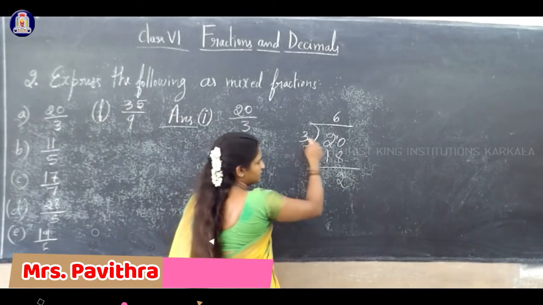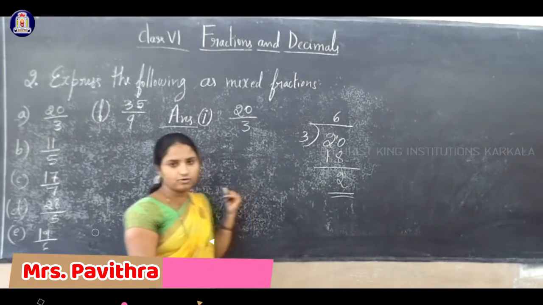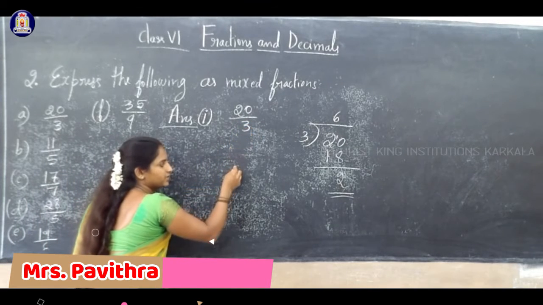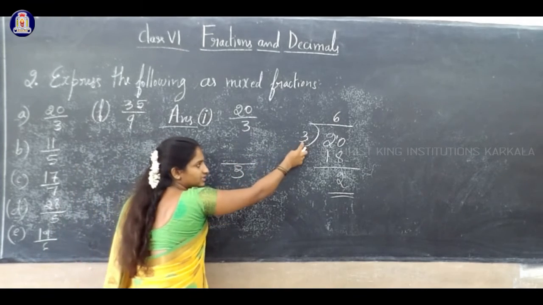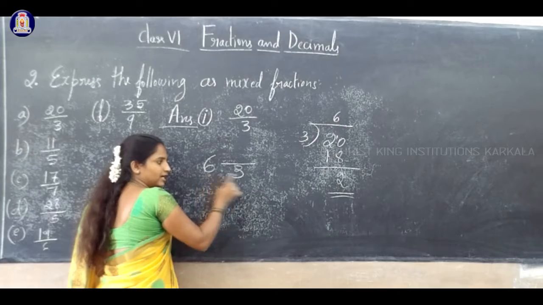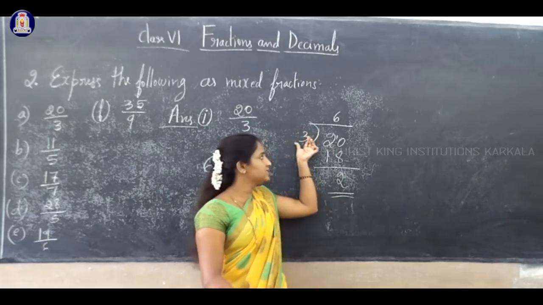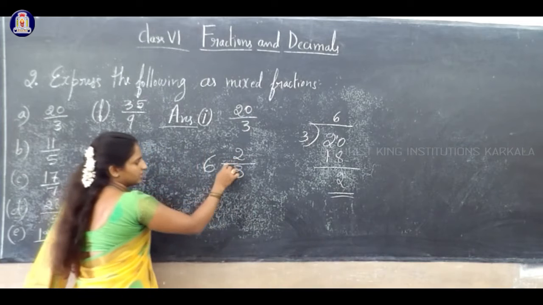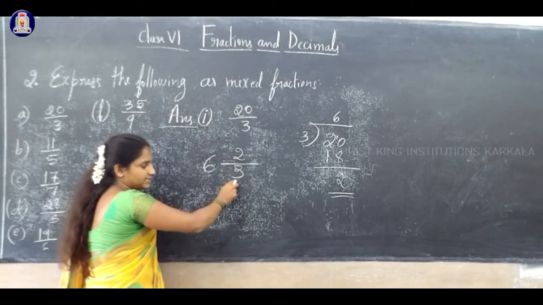Now again, 3 how much are 2? Is it possible? No, we cannot divide. So after division, next you write the mixed fraction. It's very simple. The denominator is 3, and it stays as it is. Now 3 is the divisor, 6 is the quotient, and the remainder is 2. 20 is the dividend. The remainder you must write in the numerator, with the same denominator as given in the question.